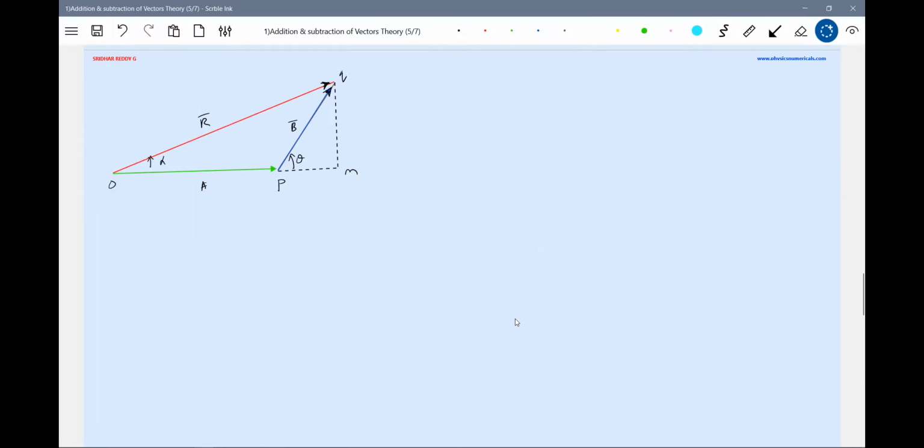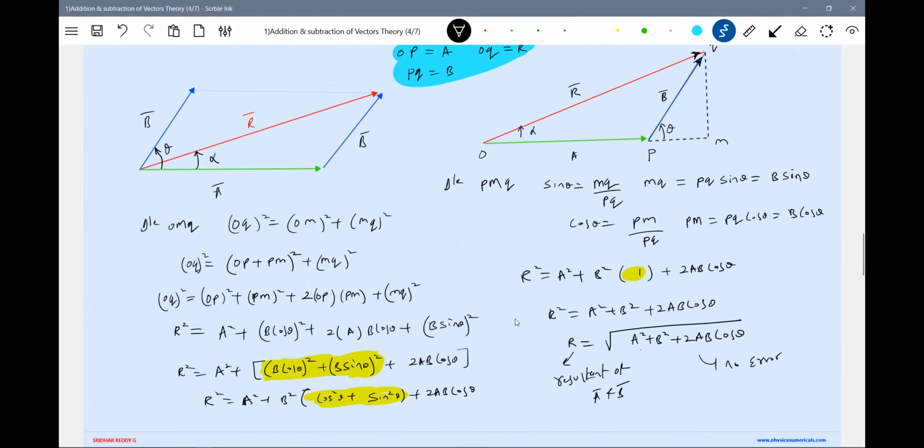Looking at this, what is tan alpha? Again, in the bigger triangle OMQ, the right angle triangle, tan alpha is equal to MQ by OM. What is OM further? OP plus PM. Again, we don't know this PM and OQ. Let's do one thing. As I had written earlier, the same story, I'll bring it.